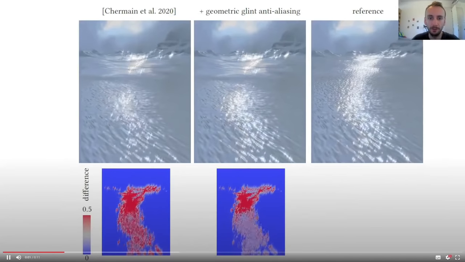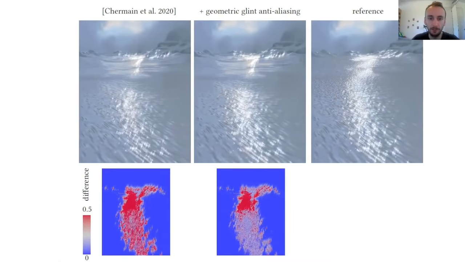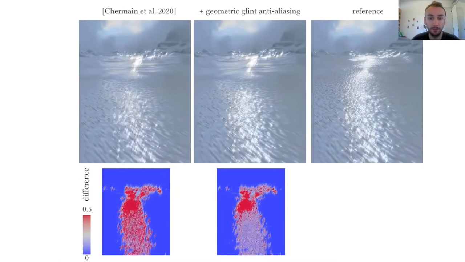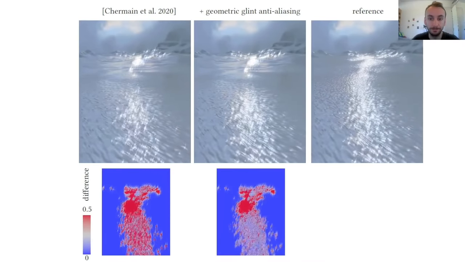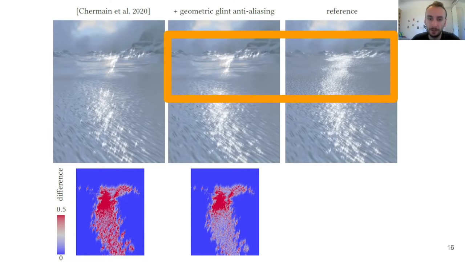Here is another result, using the Hartig landscape. Here again, most of the glint aliasing has disappeared. Geometric glint anti-aliasing reduces the differences to the reference in the foreground. But in the reference, in the background, the specular lobe is larger.